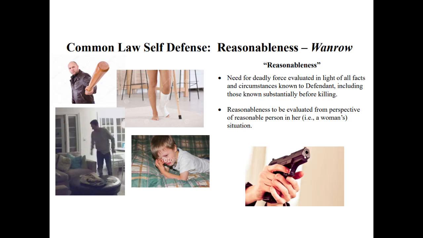So a few final points before we take a look at these problems. Takeaways from Getz and Wainwright. We see the subjectivization of the reasonable person standard. We are allowed to examine prior knowledge and experiences of the defendant. And as well, we see the adoption of a gendered standard for evaluating female defendants.